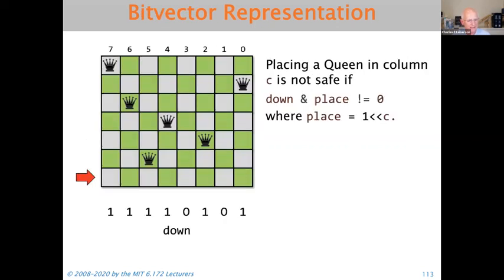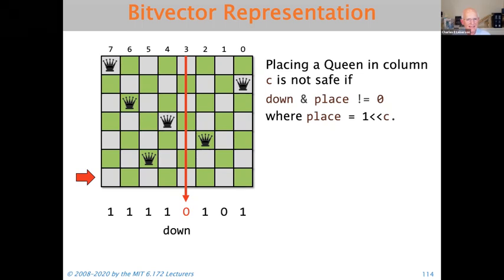We're going to have 3 bit vectors. One of those is the variable down, and down tells which columns have queens in them. If I look at the 7th column, down is 1 because there's a queen there. But if I look at the 3rd column, because we're indexing from the right from 0, that has a 0. So that's a safe place to put a queen.